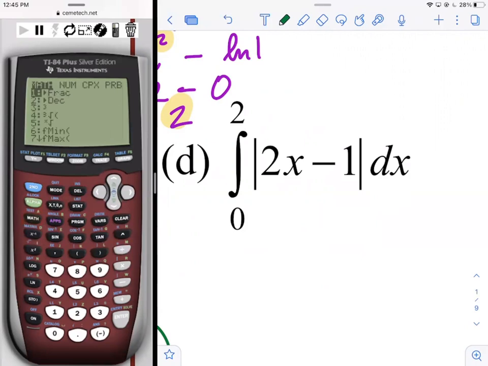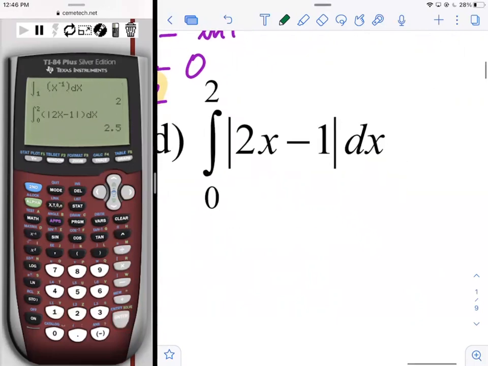So here we go. Math 9 from 0 to 2. And how do we get the absolute value? Math number 1. Or you could do alpha window number 1, but that's not as good of a cheer. I like math number 1. Math, click to the right, number 1, and then 2x minus 1 with respect to x. Double check, triple check, hit it.